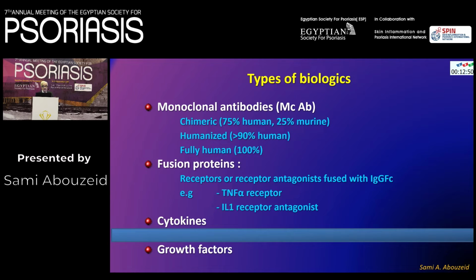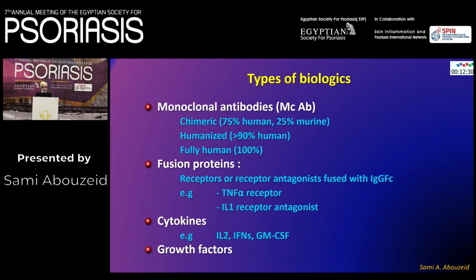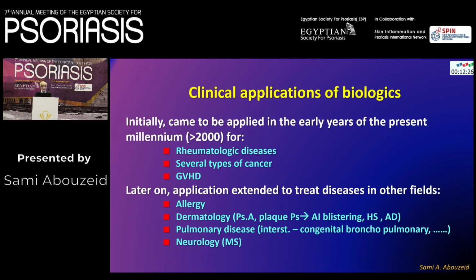For example, tumor necrosis factor alpha receptor لما يبقى combined أو fused with this IgG Fc, it will be etanercept. And interleukin 1 receptor antagonist, this is anakinra. Cytokines are various, and there are also growth factors.